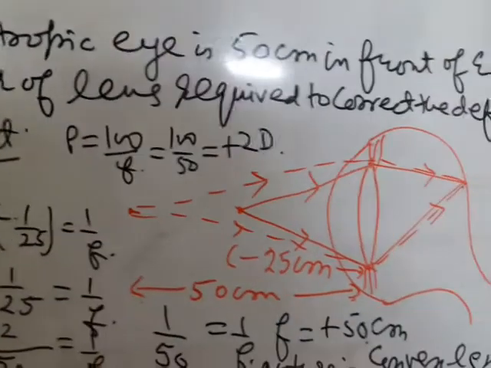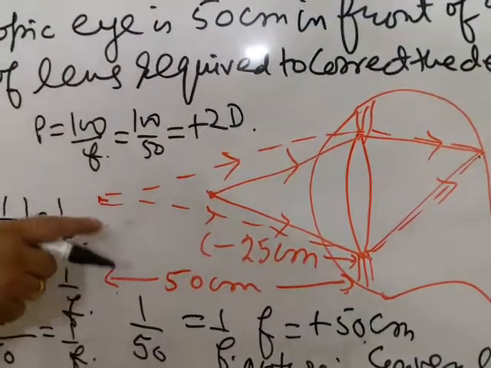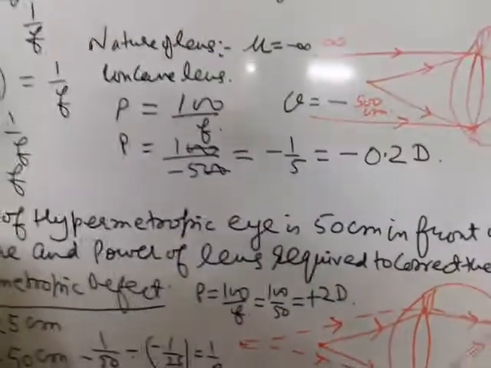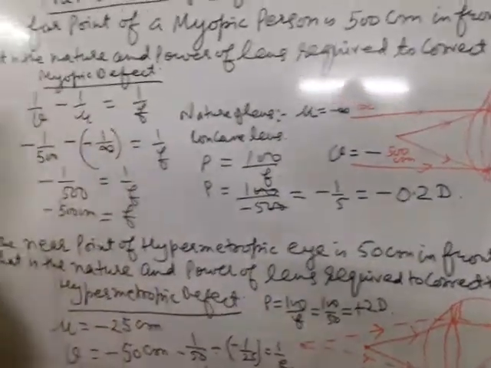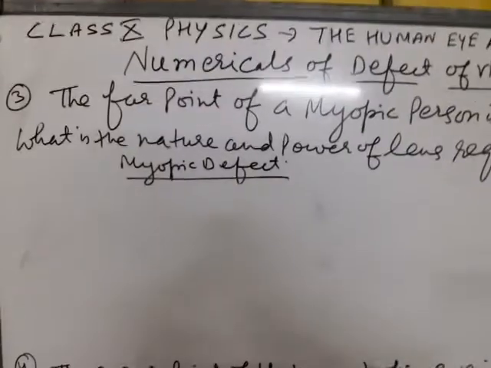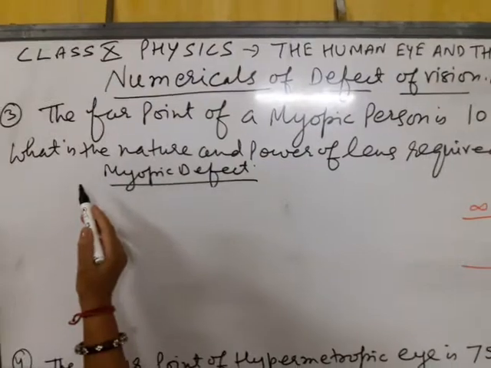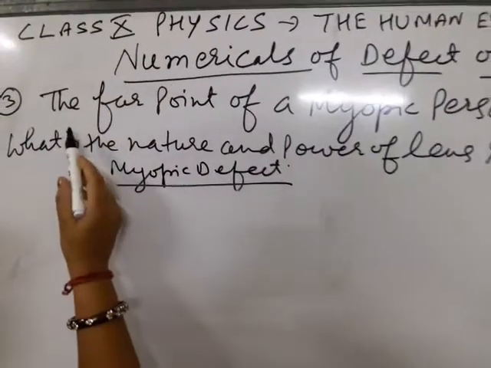Now children, these are the numericals related to defects of vision. Yes students, I have taken 2 more numericals for further practice.